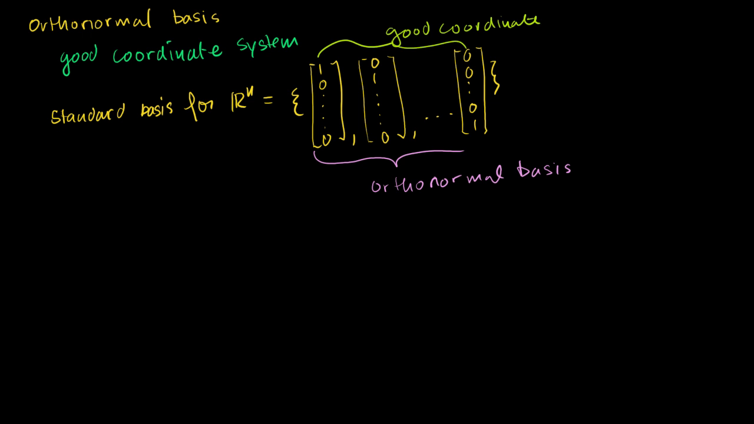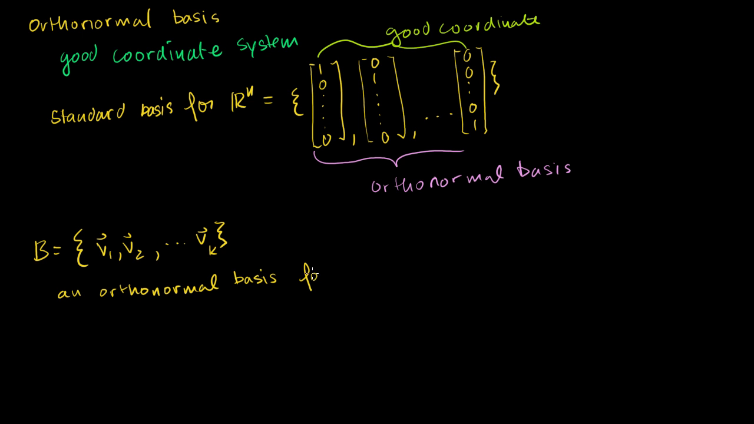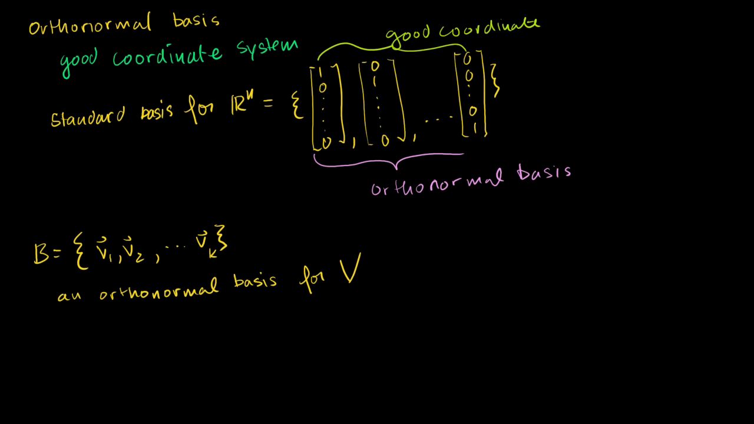So let's say I have some orthonormal set of vectors. So it's v1, v2, all the way to vk. And it is an orthonormal basis for some subspace V. And this is a k-dimensional subspace because you have k vectors in your basis. Now, let's experiment with this a little bit.